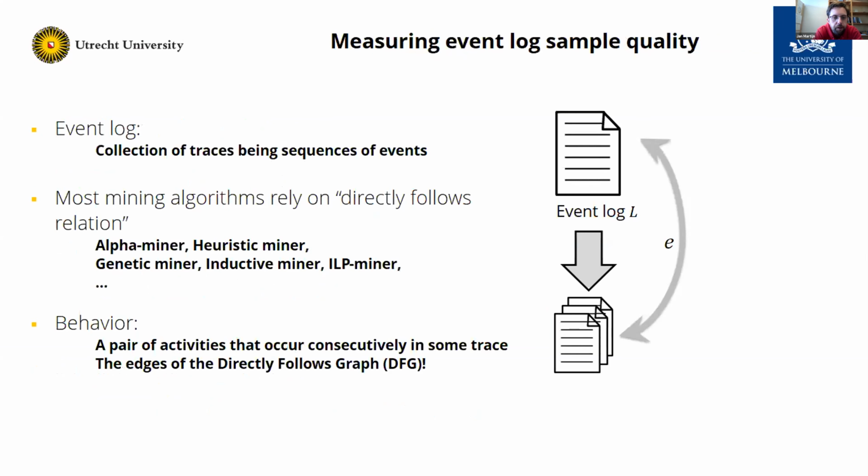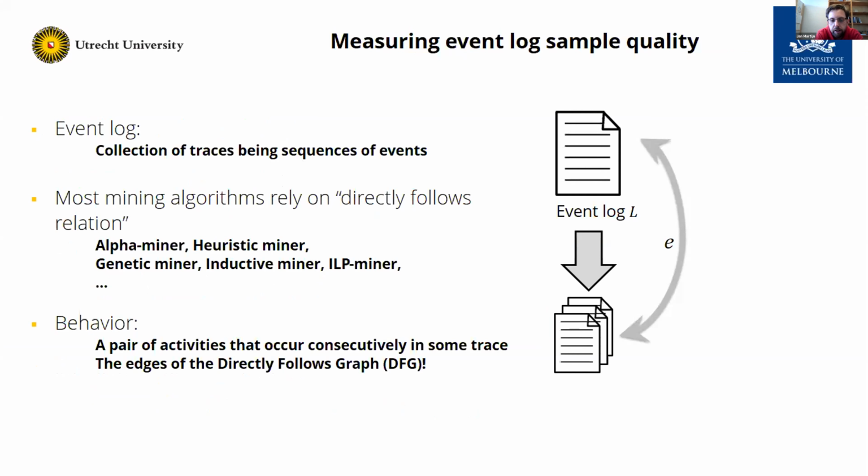So if we consider an event log as a collection of traces and the sequences of events, then what do we see? We see that most mining algorithms rely on the directly followed relation. That's when the alpha miner, the heuristic miner, the inductive miner, my own ILP miner, they all rely somehow on this directly followed relation. And activity A is followed by activity B, and we used it in some kind of advanced way to discover new algorithms.